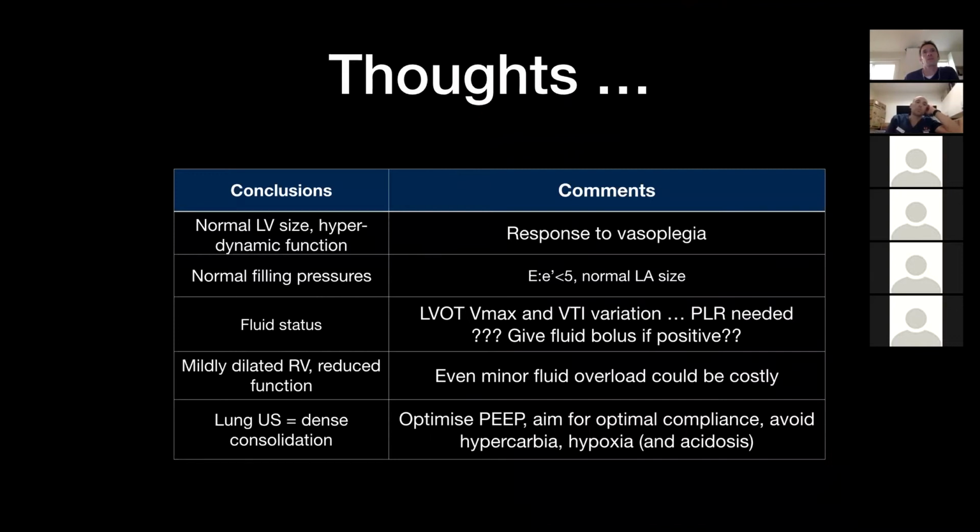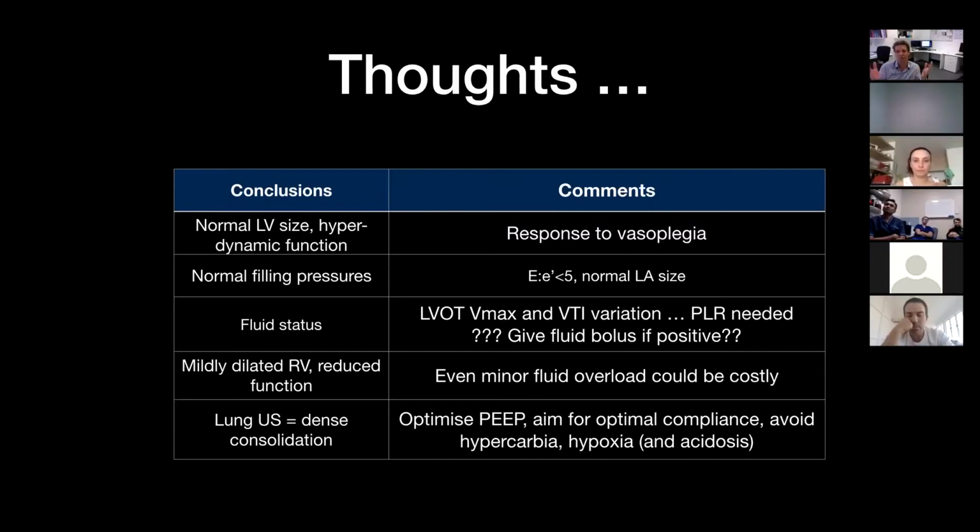And I guess this is the next common scenario that we've got, in that we learn a lot about volume responsiveness, and we go through LVOT variation, and then we learn about IVC, and we often get to the situation where different things contradict each other, and that's just the game, isn't it? These are the thoughts that I got: we've got someone who's got a normal LV size and a hyperdynamic function, and that's an appropriate response for someone who has horrific vasoplegia from septic shock.